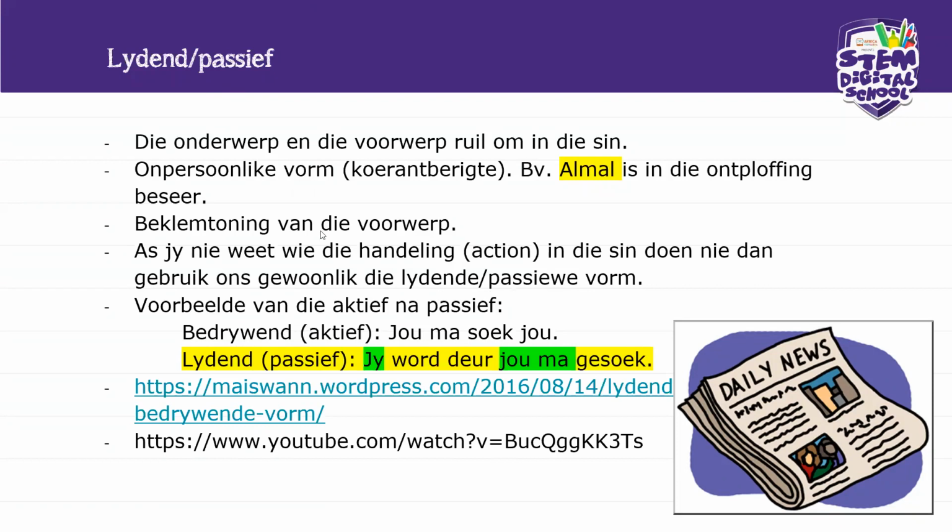Then look at this example. This is a bedrywende sentence, a sentence in the active voice: jou ma soek jou. If we change that sentence to the passive voice, die lydende vorm, then it's going to read: jy word deur jou ma gesoek. So first the sentence was, jou ma soek jou. Then the object goes to the front, the subject goes to the back: jy word deur jou ma gesoek. So that is what the lydende vorm is.